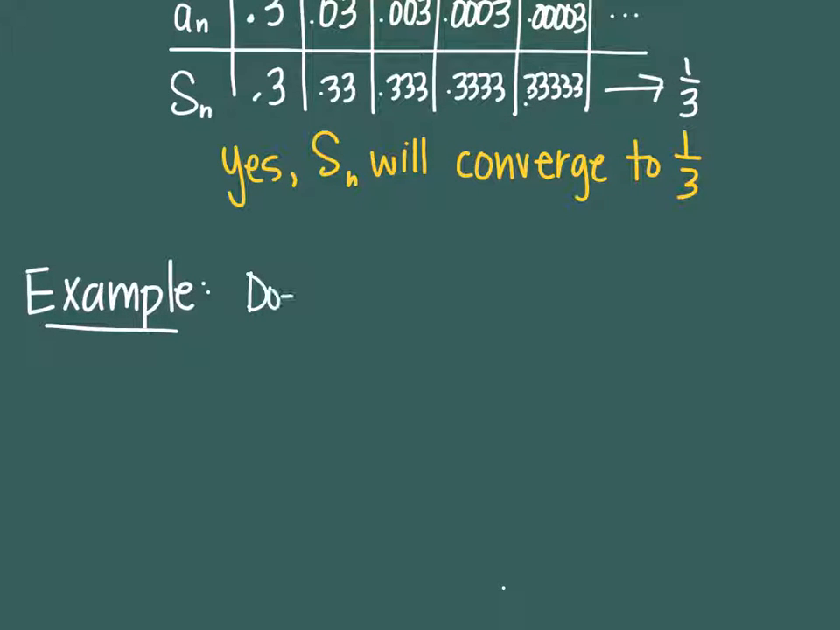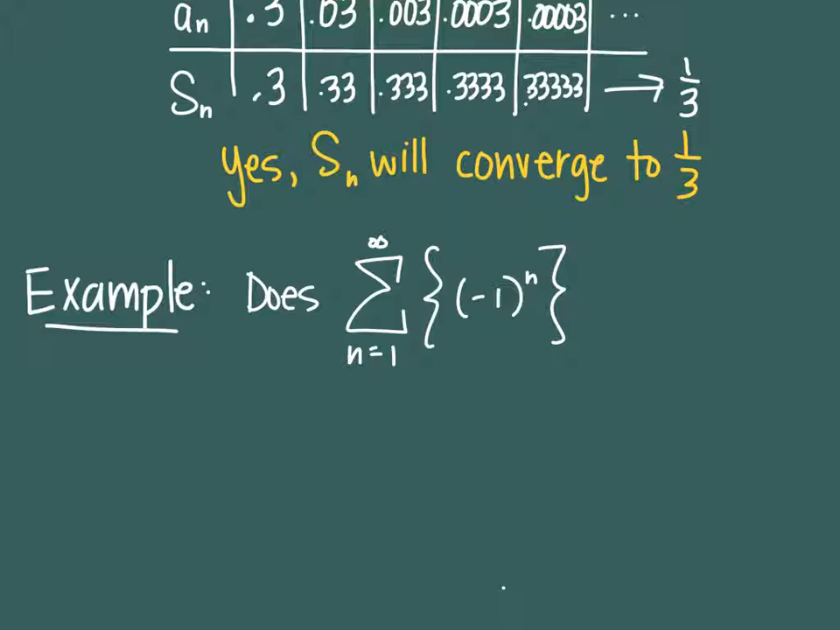Number 6. All right, next one. Does the summation, again, starting at 1 and going to infinity, of the sequence (-1)^n, converge or diverge?